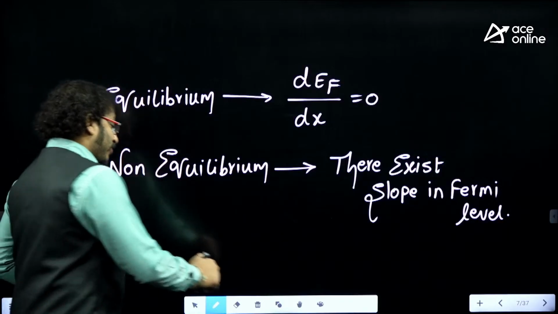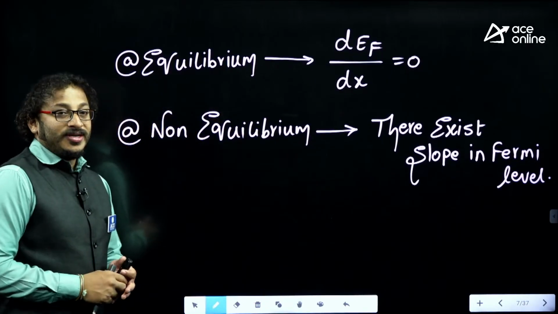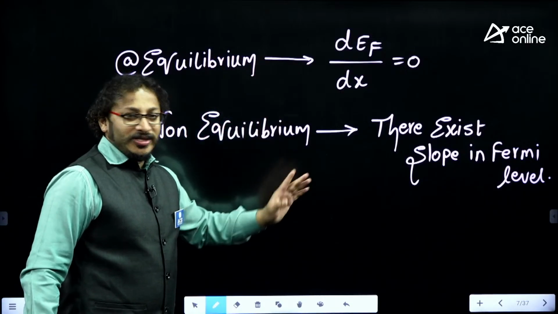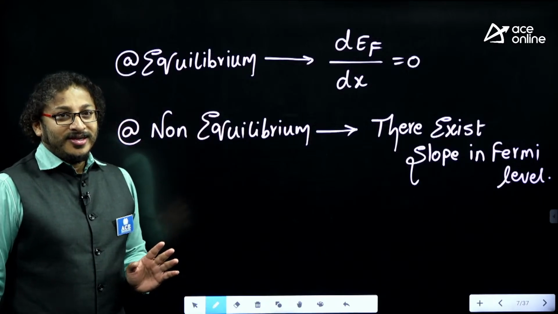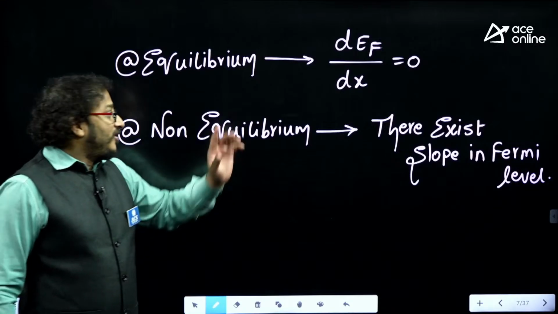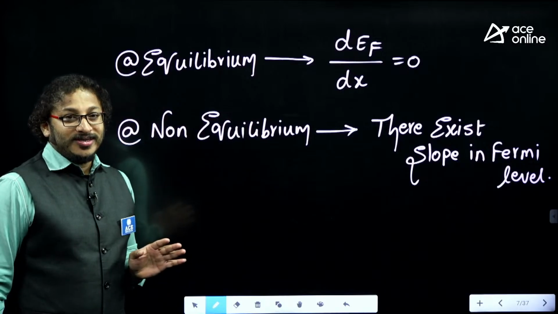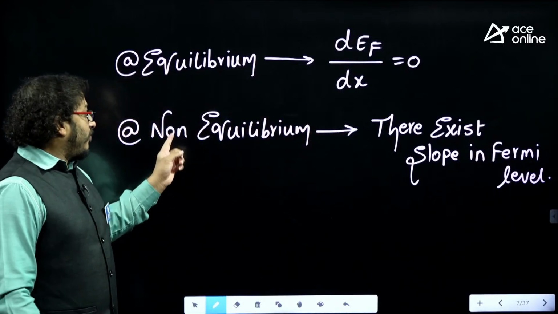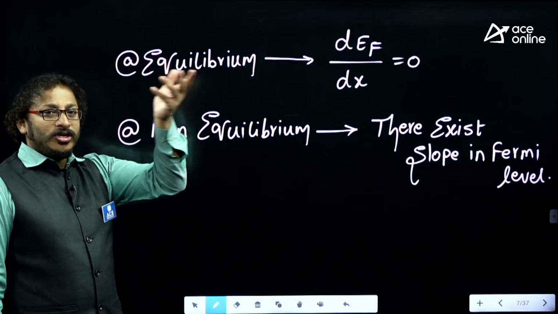As per our understanding of Fermi energy levels, in our electronic devices, at equilibrium, there must be no slope in the Fermi energy. Here also the same case. Y-axis is energy, x-axis is distance. If slope equals 0, I'm repeating once again, guys, understand that the device is under equilibrium. If there exists a slope in the Fermi energy level, understand that my device is under non-equilibrium. These two are very important factors you need to recollect.